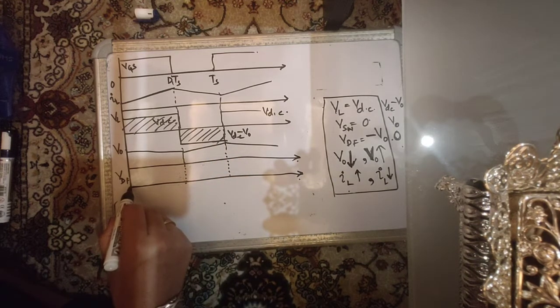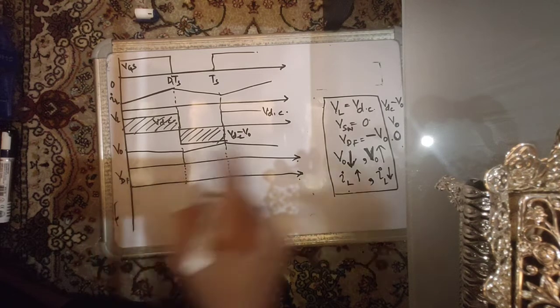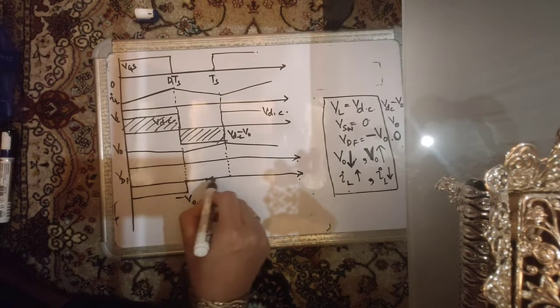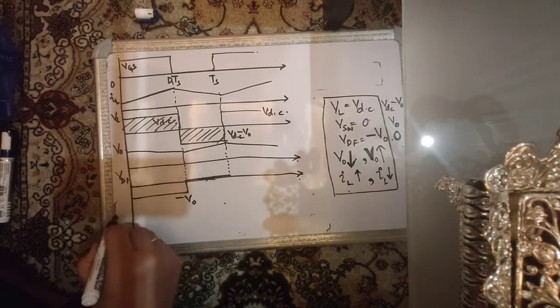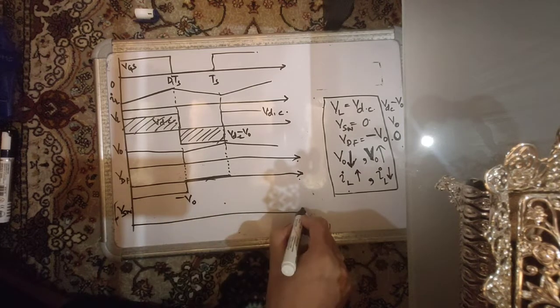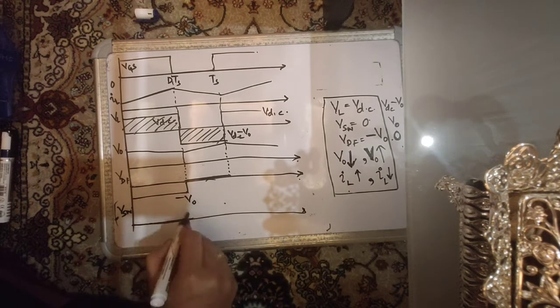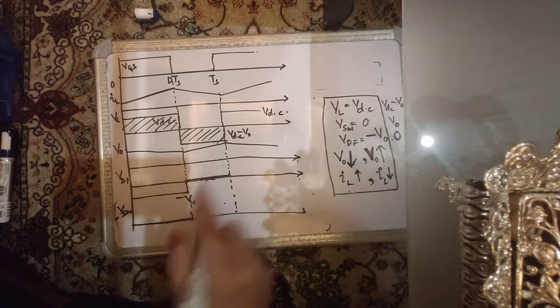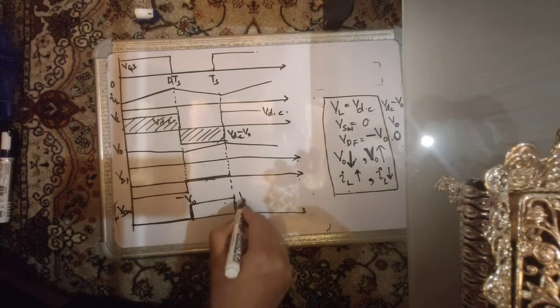The freewheeling diode in the first interval is not conducting, and its voltage was minus V0. And then it was conducting, so this voltage was 0. And if we draw the voltage across the switch, initially it was conducting, so 0. And when it was not conducting, this voltage was plus V0.